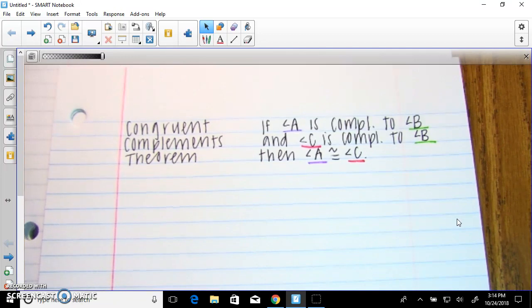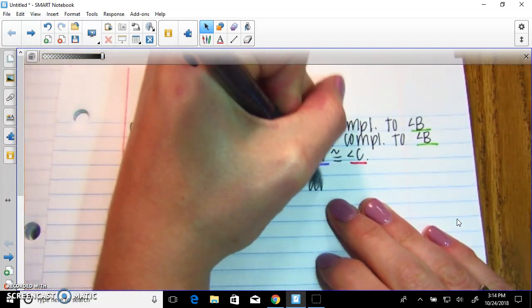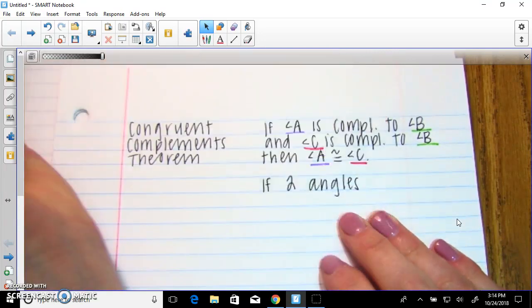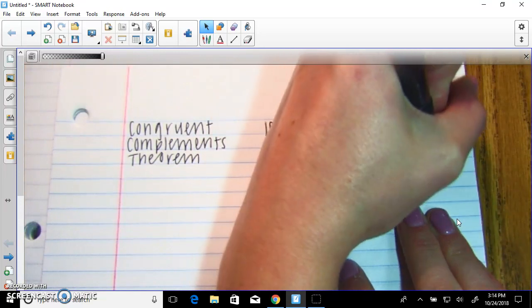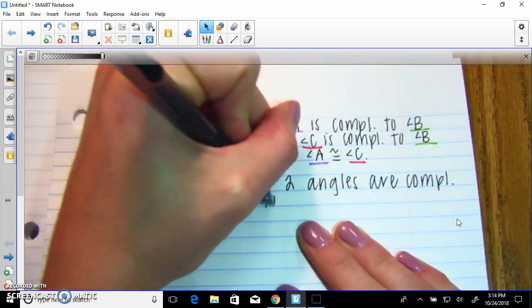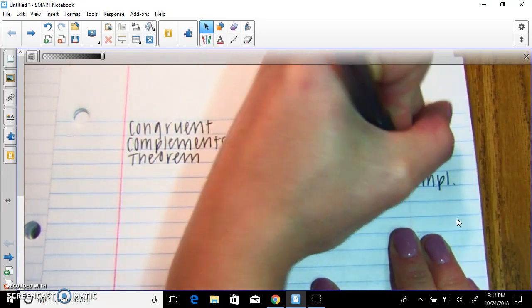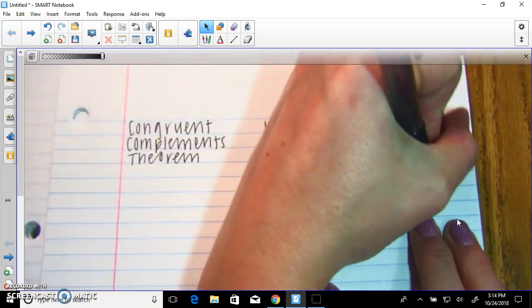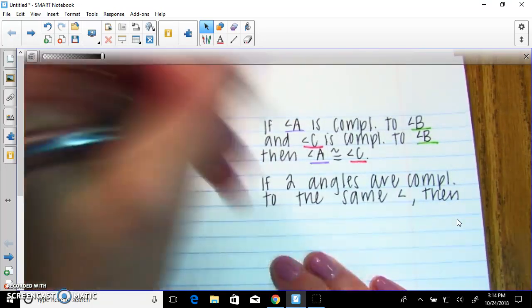And I like to think of it as if two angles are complementary to the same angle, then those two angles are congruent.